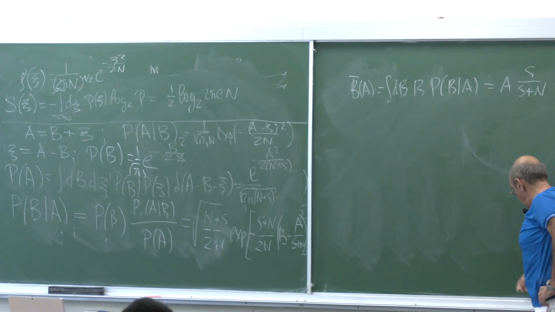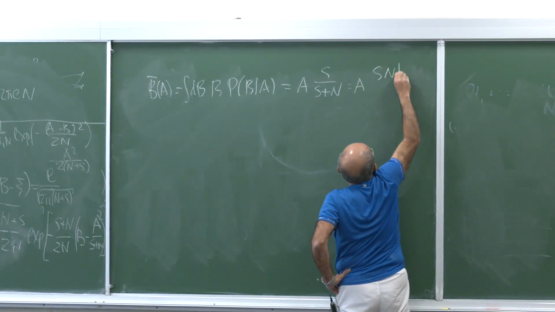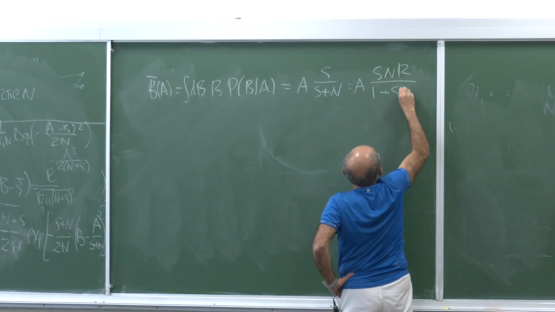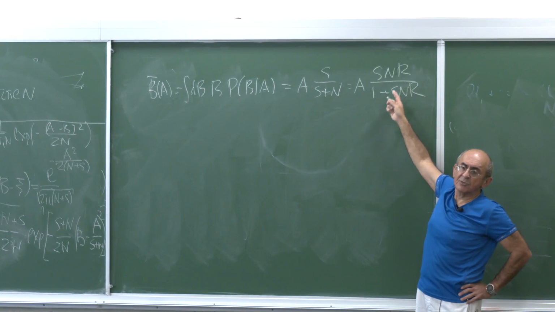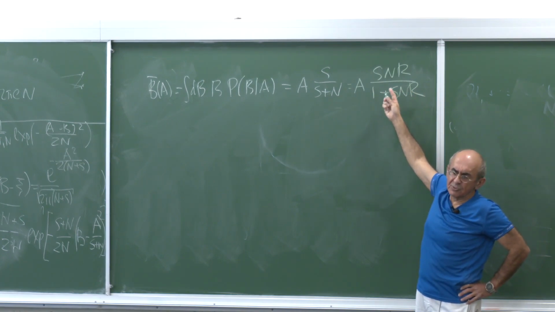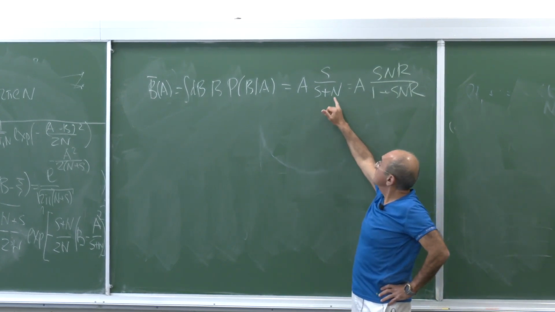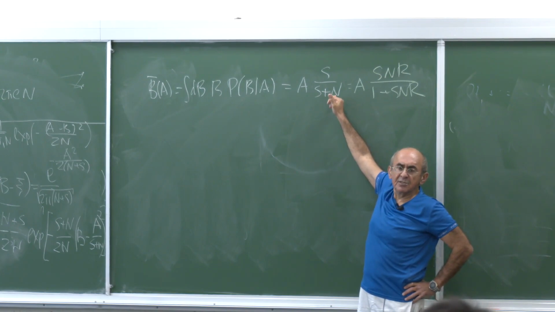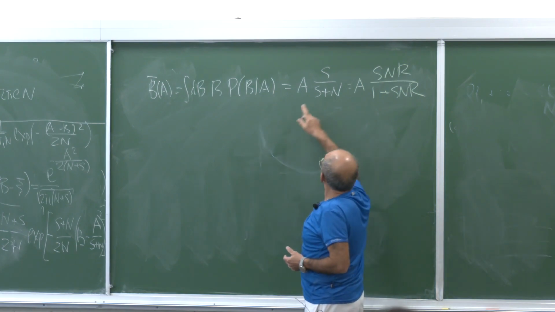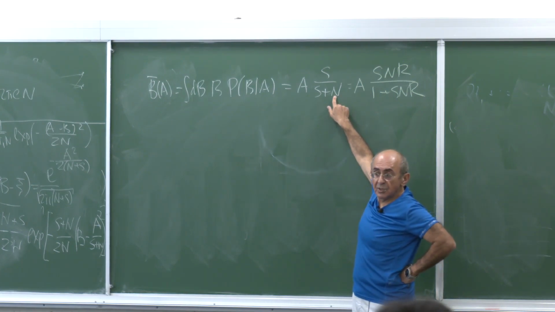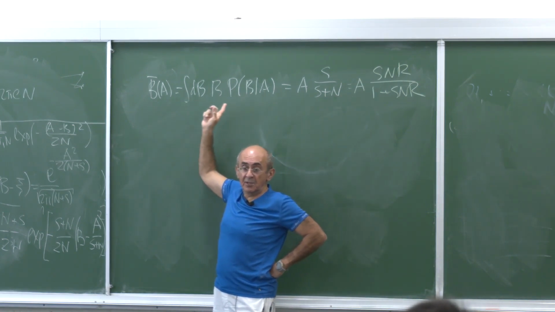Sometimes people divide it by n and write it as A times SNR over 1 plus SNR. That's the way engineers use it. It's called signal noise ratio, S over N, right? So that's why I use notation SN. So again, when your noise is very small, that's trivial, right? B is just A. What is interesting is that when noise is large, you still have a linear relation between B and A.